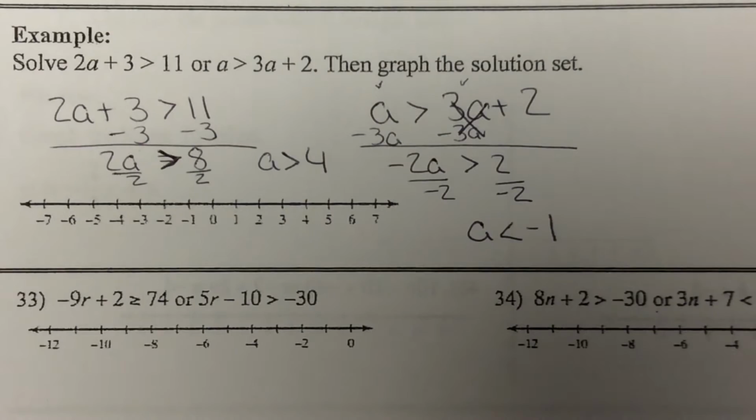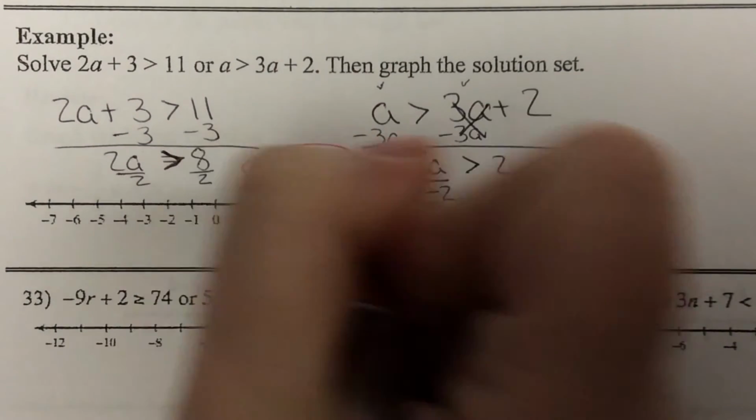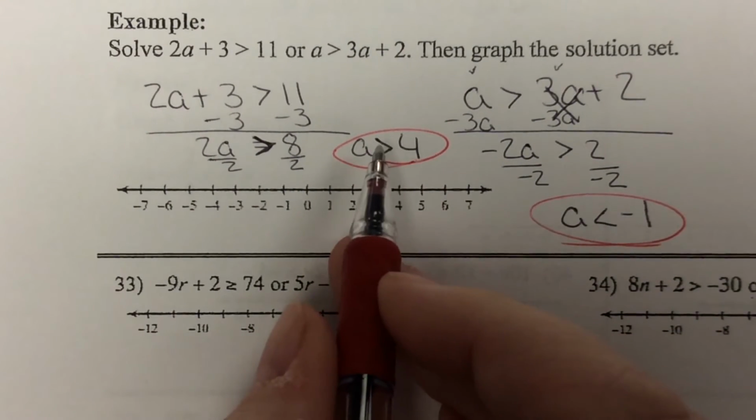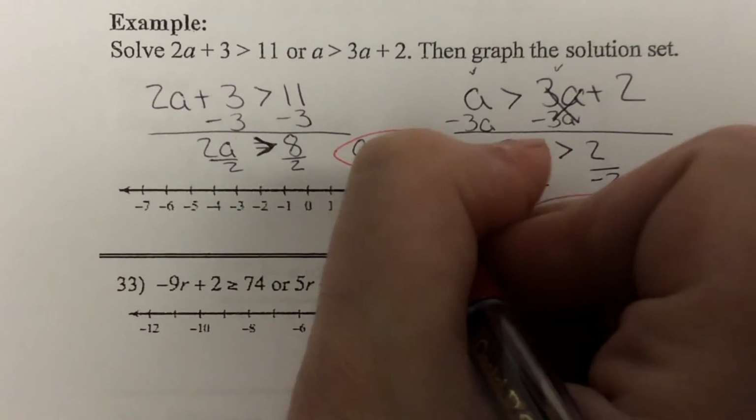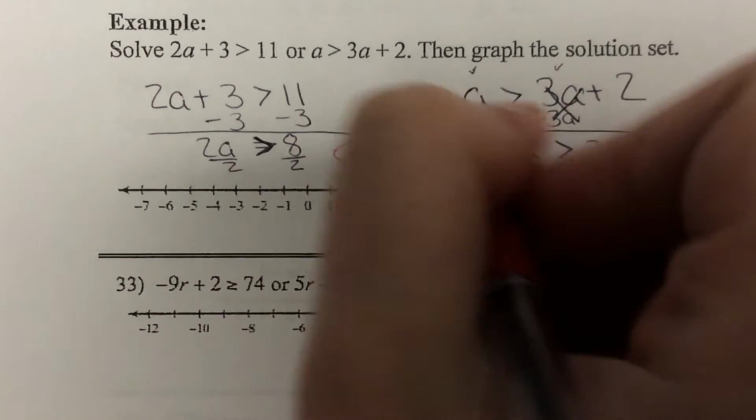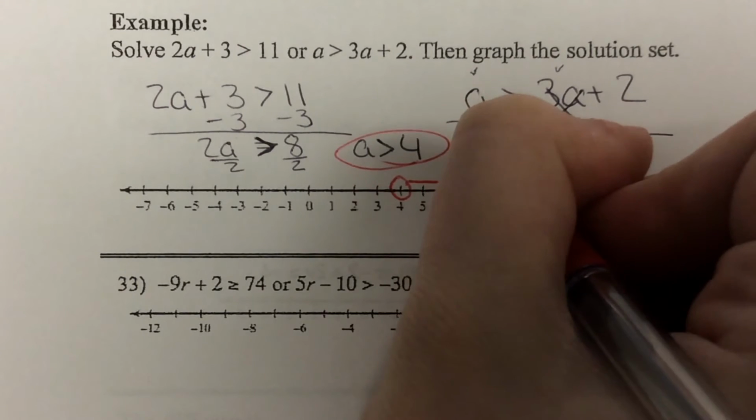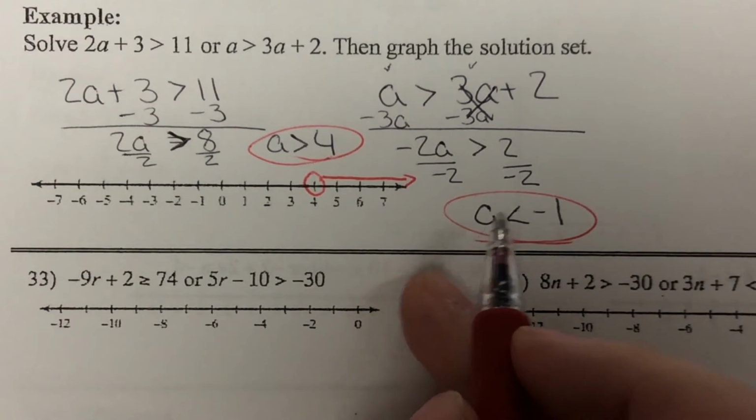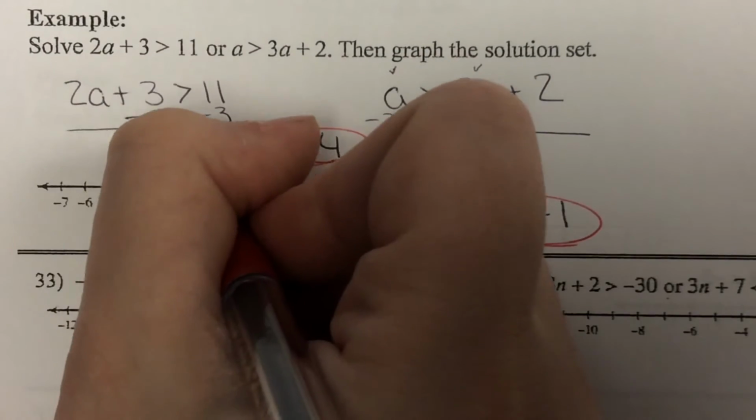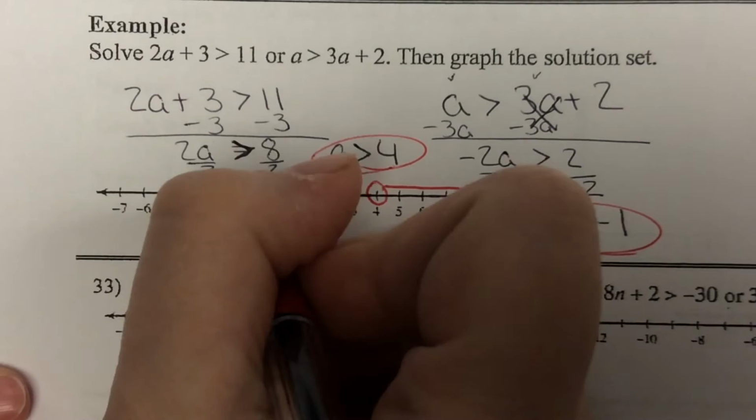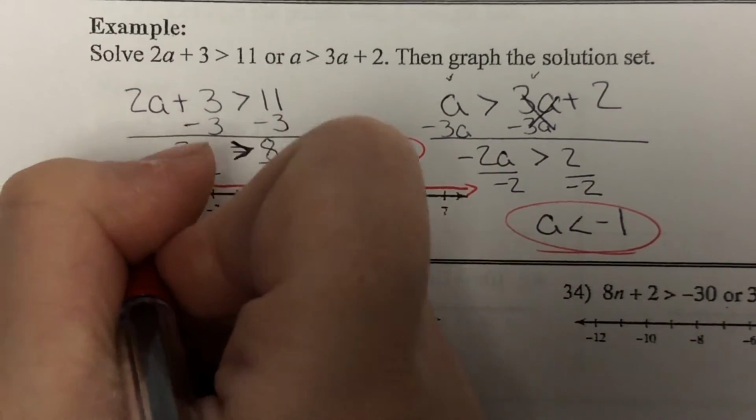All right, now let's see what this graph is going to look like. We need to graph this solution and this solution. So at 4, we're going to have an open circle. And we need all the numbers greater than 4. So we're going to go in that direction. And in the other one, we've got a is less than negative 1. So here's negative 1. Once again, an open circle. And all the numbers less than negative 1 are going to go in this direction.